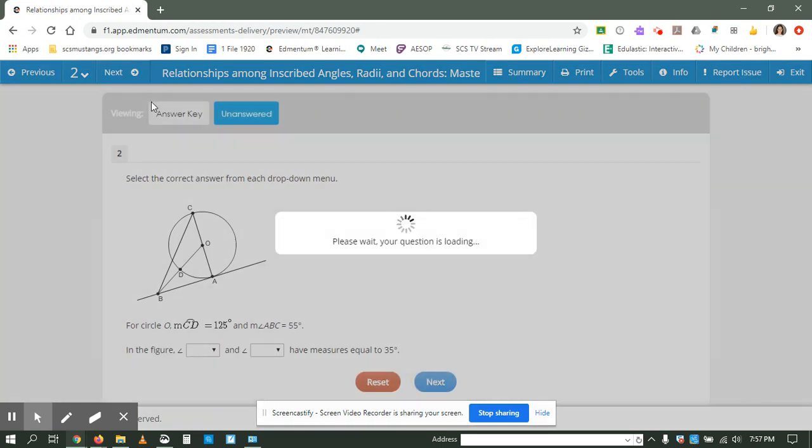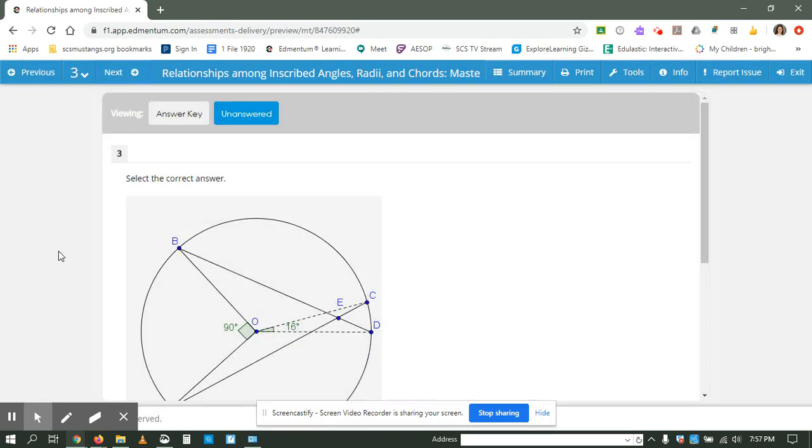All right, looking at 3, or the third one that I have on my list.